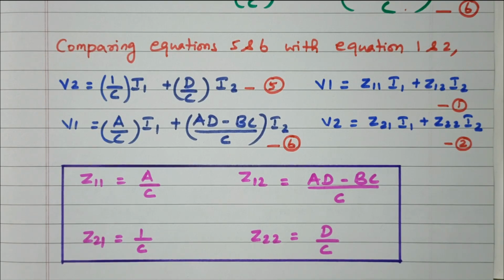So in this video, we discussed how to get the relationship between the Z parameters and ABCD parameters. First, we discussed what the Z parameters are and what the ABCD parameters are. Then by rewriting the equations, we got the relationship between Z and ABCD parameters. Z parameters are expressed in terms of ABCD parameters.